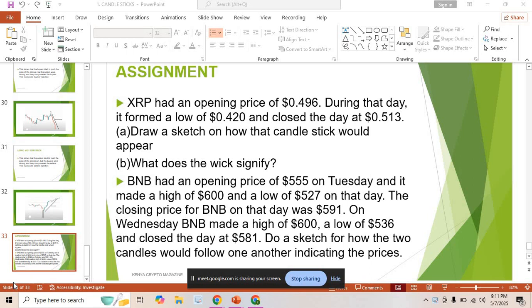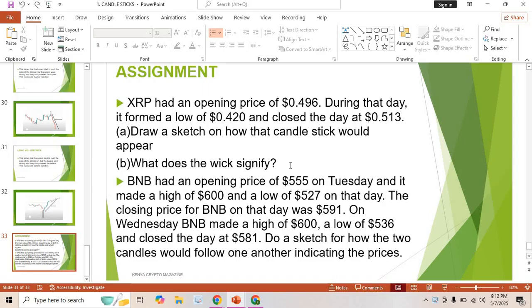This is where we left off from the previous class, where we were basically discussing candlesticks. If you have any questions on these assignments, don't worry, we're going to go through it together. So let's see how this question was supposed to be done.